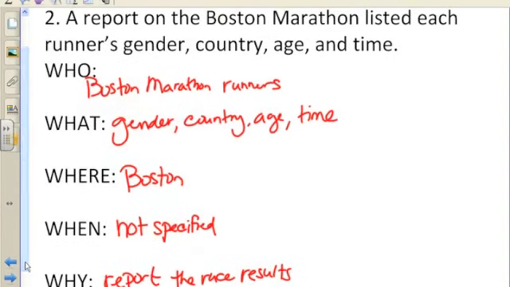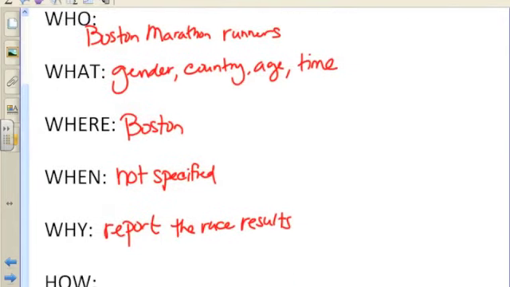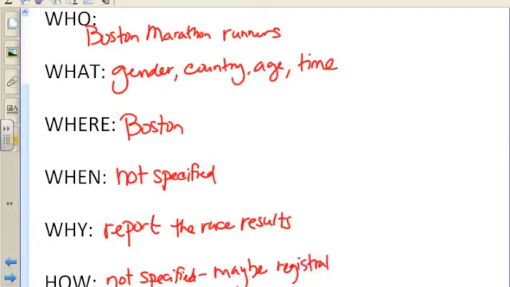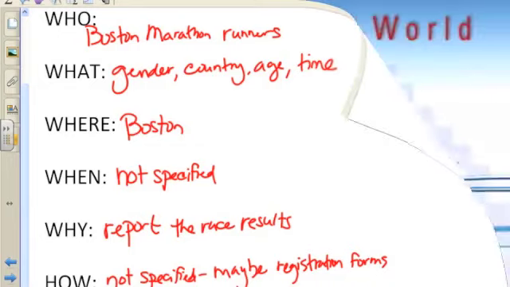And lastly, how they got this information. Again, that's not listed in the story problem, but I'm at least going to make a guess. How is so important that I should at least make a guess. So maybe they got the gender and country and age from the registration forms. Right? Each runner has to sign up. So from the registration form. All right, so that concludes our discussion today about the context of data.